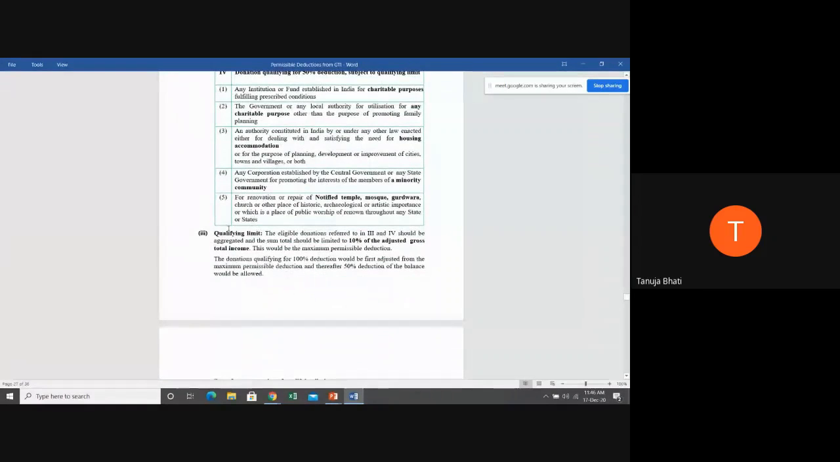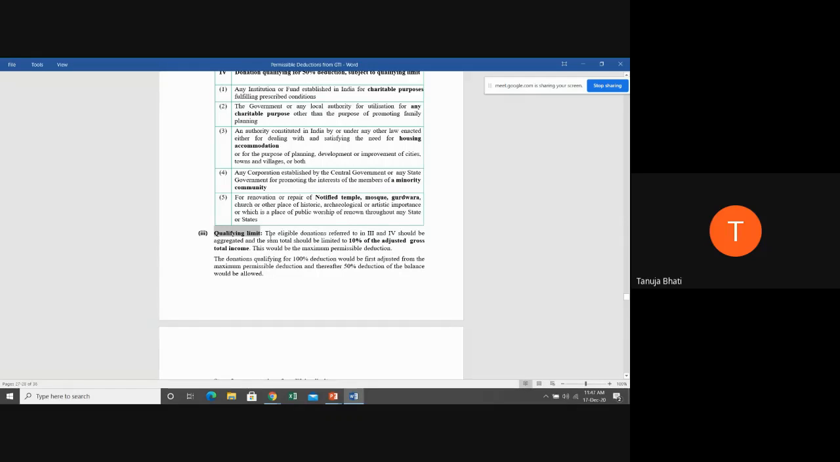Now, when I say qualifying limit, this is applicable only to those contributions or donations that you're making in category 3 and category 4. Category 3 is where you're going to get 100% deduction with a qualifying limit. In that you have family planning and Olympic. And category 4 is where you're going to get 50% deduction subject to a qualifying limit, where you have charitable purposes, any donation that is made, housing accommodation, minority, Gurudwara, mosque and notified temples. So the qualifying limit is only applicable to these two categories, category number 3 and 4.